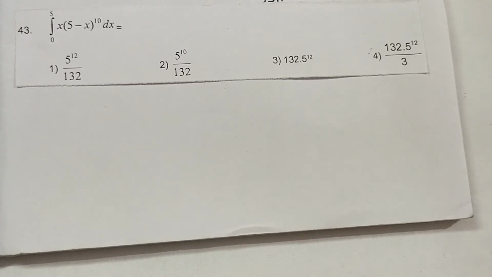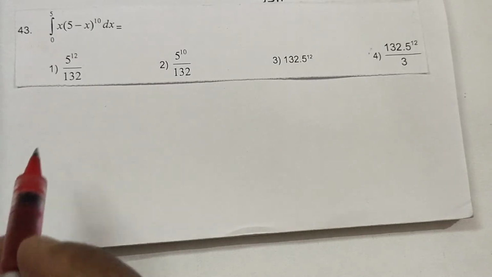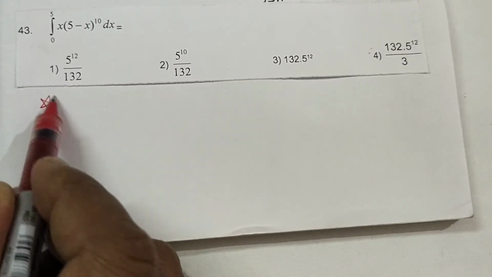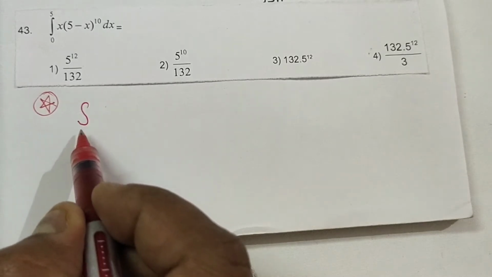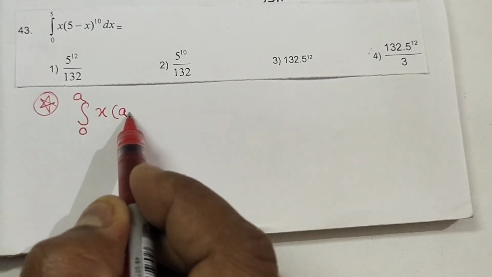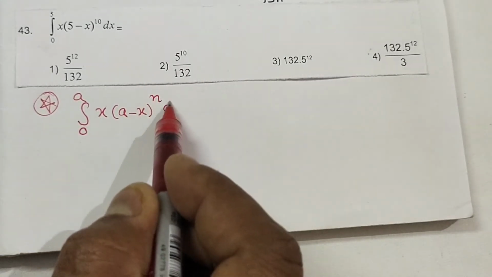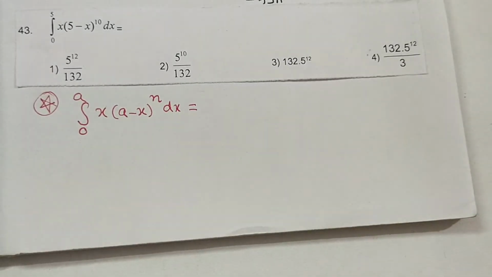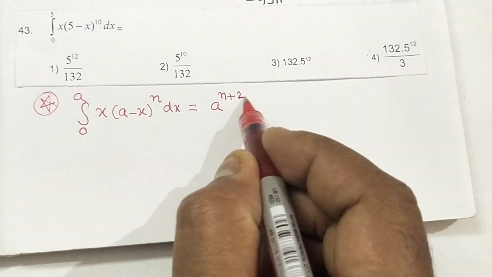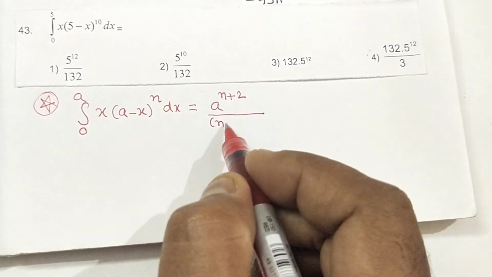The next question, integral 0 to 5 x into 5 minus x whole power 10 into dx. So here we have one shortcut formula in intermediate classes or in boards. We have one straight question, integral 0 to a x into a minus x whole power n into dx. Whenever the integral is in this form, the answer is a power n plus 2 divided by n plus 1 into n plus 2.